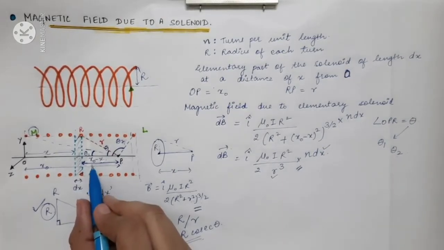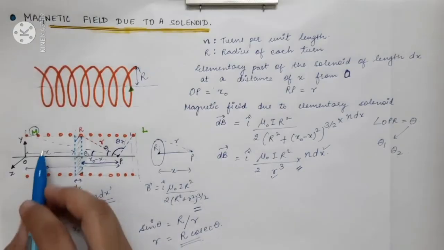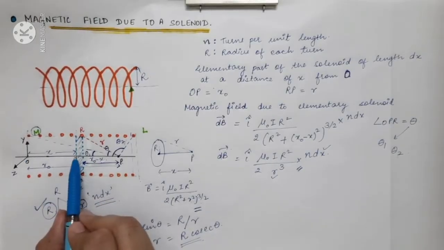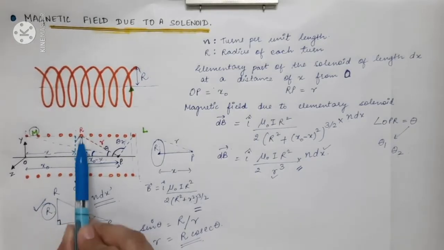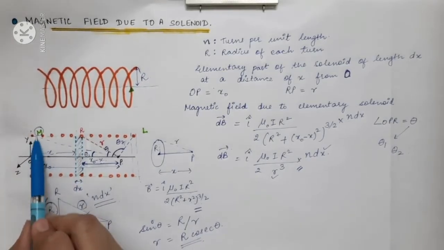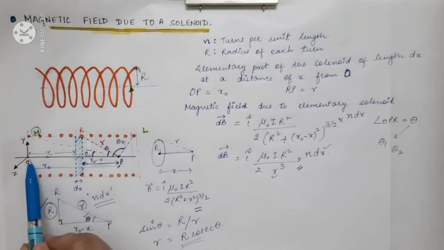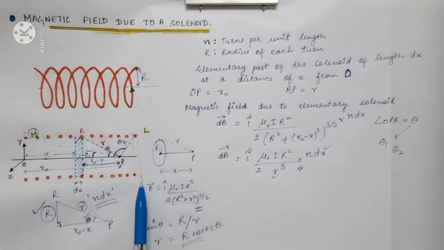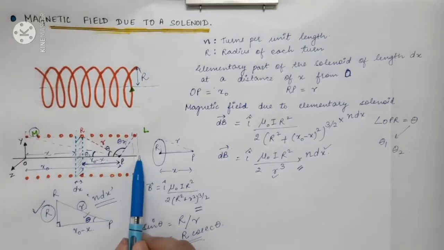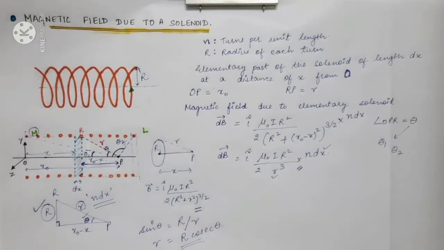So as we have seen, this is the distance x. So x is a variable, meaning if this elementary length is present just at this point, x will be equal to 0, and if the elementary length is present over here, in that case x will be equal to the total length of the solenoid.